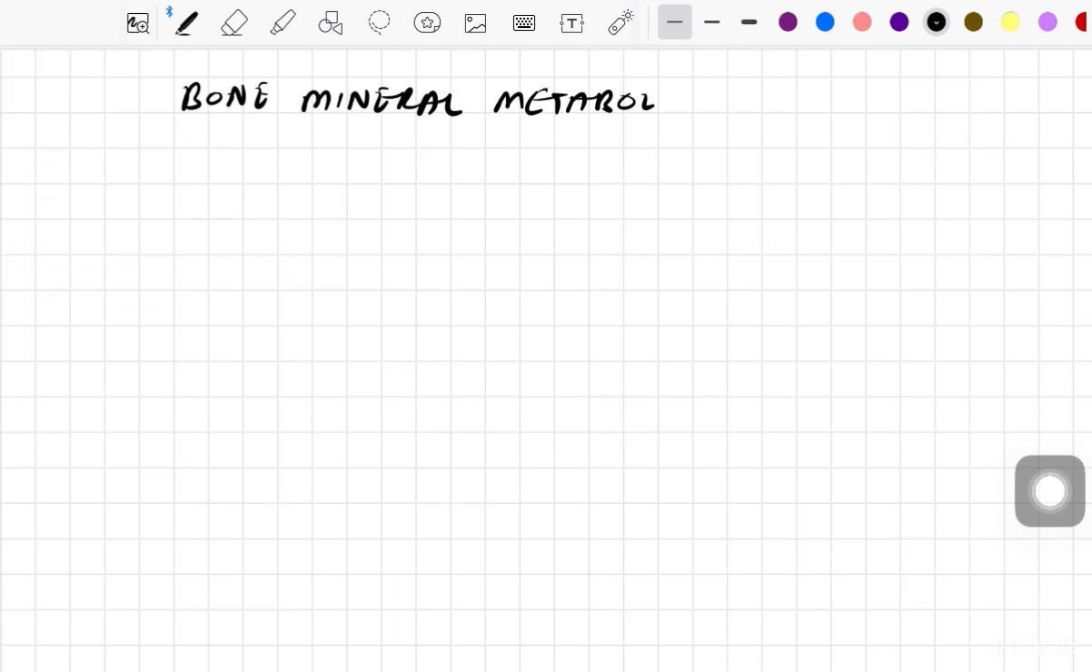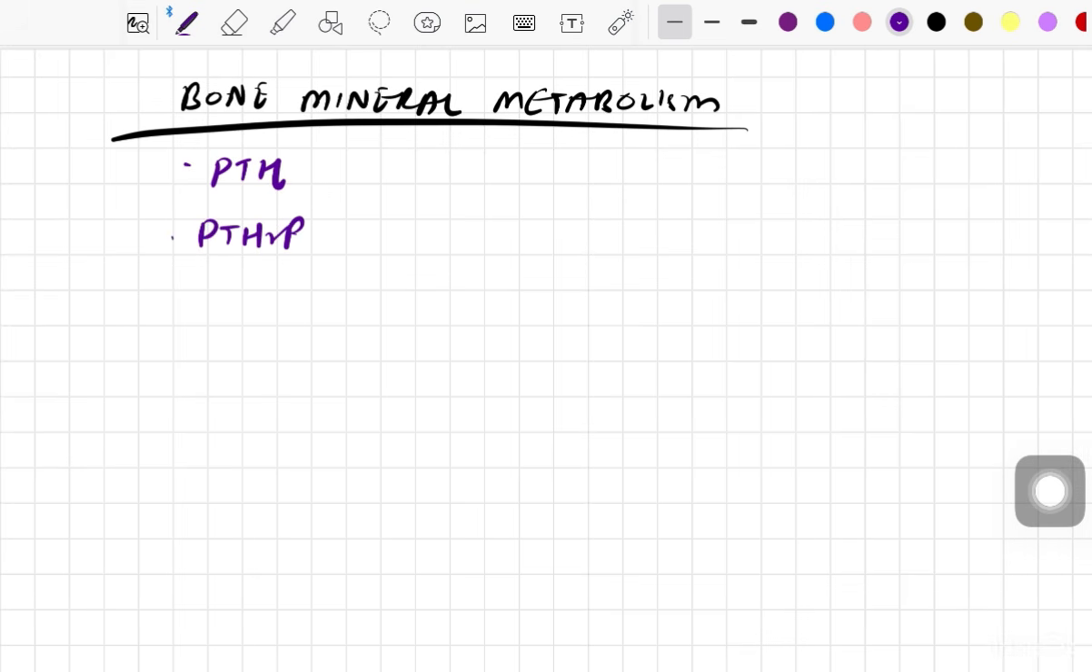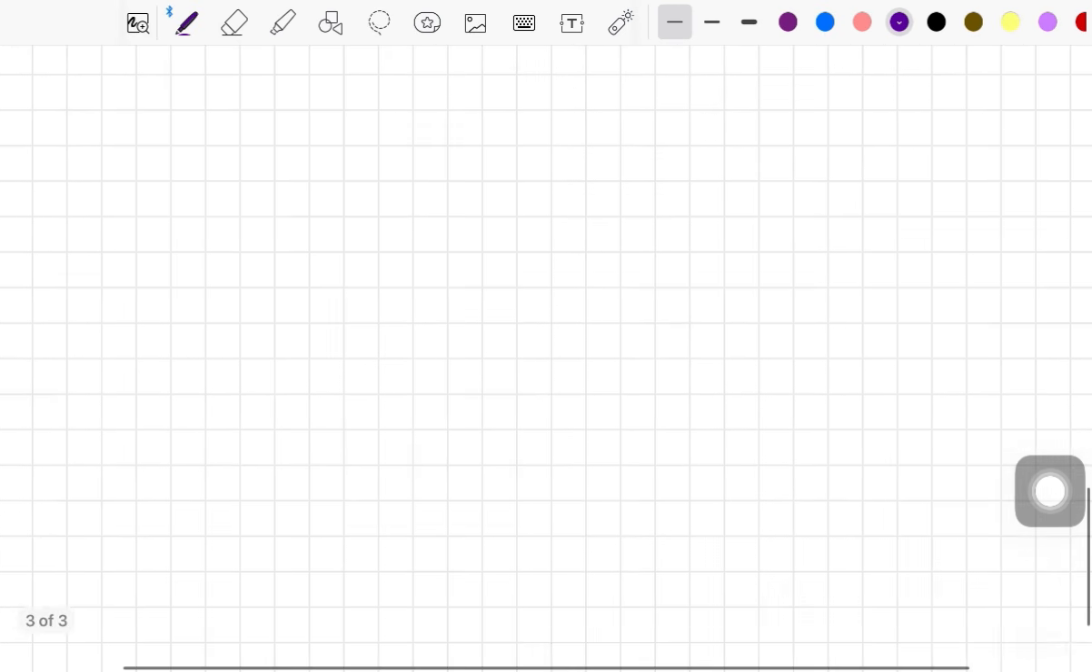Now we are going to look at bone mineral metabolism. Here we will look at some important regulators of bone mineral metabolism, that are PTH, PTH related peptide, vitamin D, and FGF23. These are the most important regulators of bone, yet most confusing, and hence we will look at them one by one. So starting with PTH.